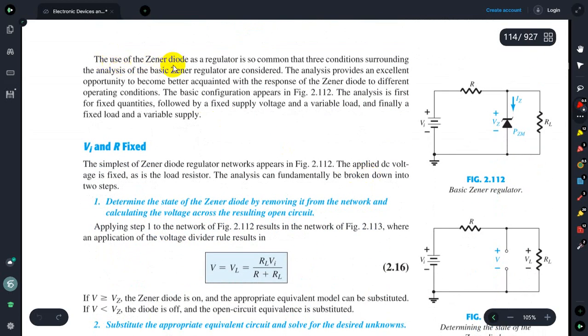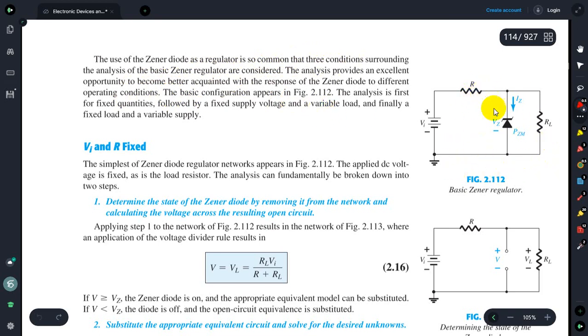The use of the zener diode as a regulator is so common that three conditions surrounding the analysis of the zener diode regulator are considered. The analysis provides an excellent opportunity to become better acquainted with the response of the zener diode to different operating conditions. The basic configuration appears in this figure.